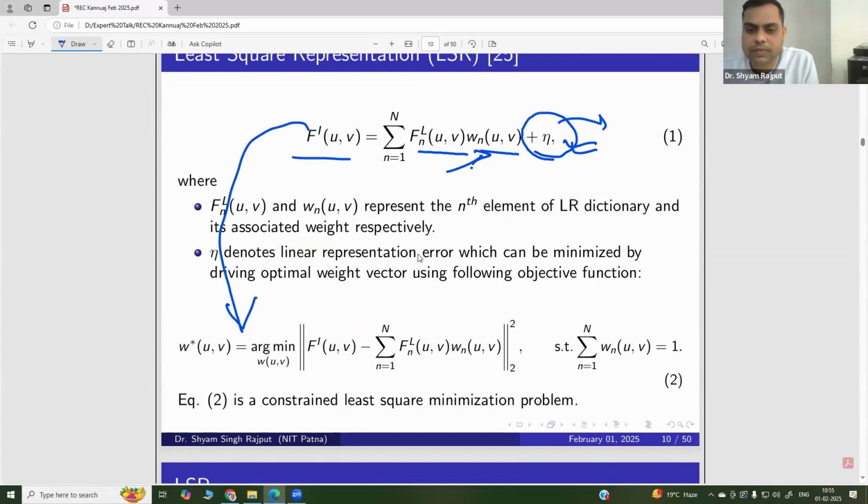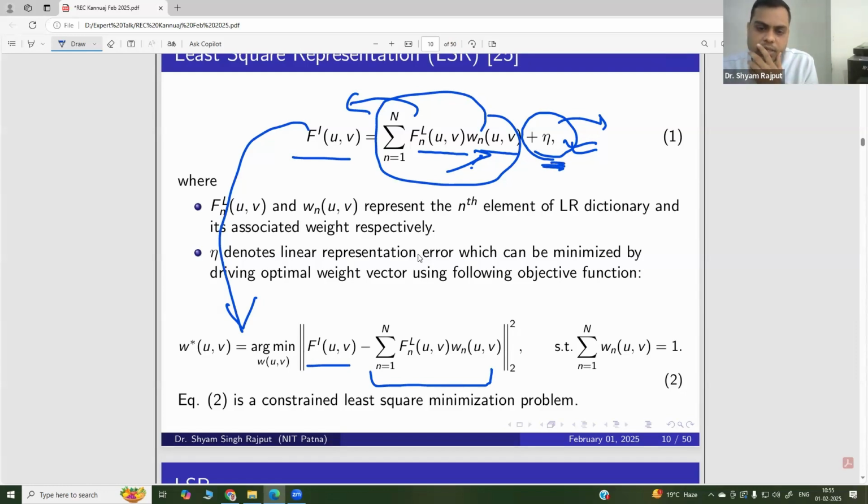Here, this whole component is shifted to this side. This is Phi of the input minus this term, and this is equivalent to eta. The task is to minimize this eta by optimizing, by tuning the weights. So now this becomes the minimization function.